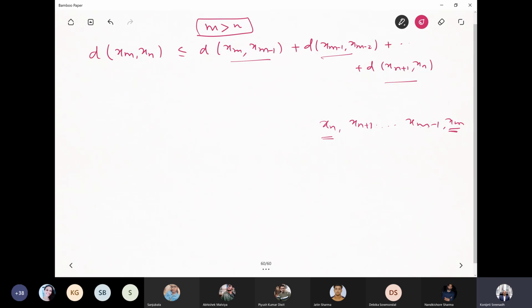But I don't have the x(n-1) here, right? So I have the elements xn, x(n+1) up to xm, between xn and xm. I only have these elements. Why do I want to put x(n-1)? x(n-1) is here. But I'm looking at only the distance between these things, right? So I will write xn, x(n-1), x(n-2), like this one. I mean, you can write one more term, but it's of no use. You can write as many terms because it's only less than or equal to.